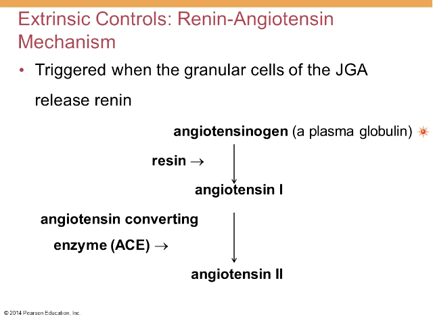Angiotensinogen is a plasma globulin. This should be renin, if you will, not resin. Renin changes that to angiotensin 1. Then angiotensin converting enzyme, an ACE, converts angiotensin 1 to angiotensin 2. This is important to know because angiotensin 2 is a very strong vasoconstrictor, and it helps to retain fluid.